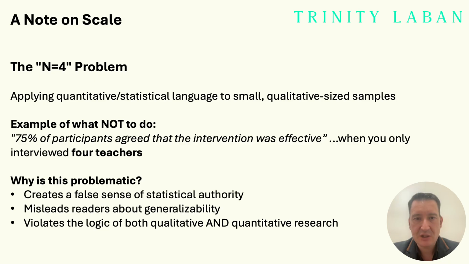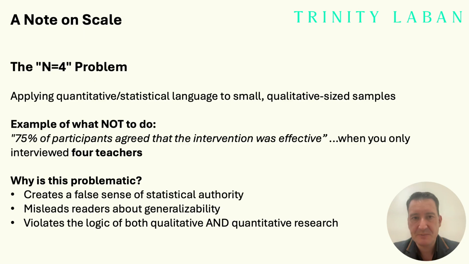Secondly, it violates the logic of both qualitative and quantitative research. If you're doing qualitative research, you've chosen an approach because you value the depth, the context, the particularity of it, not because you want to make statistical claims. If you're doing quantitative research, you've specifically designed for an appropriate sample size, and you're suggesting that this sample is representative. In the way that this kind of data is presented when you're using the 75%, it's an awkward middle ground. It doesn't really serve either tradition well.